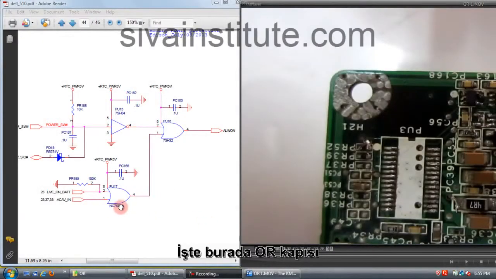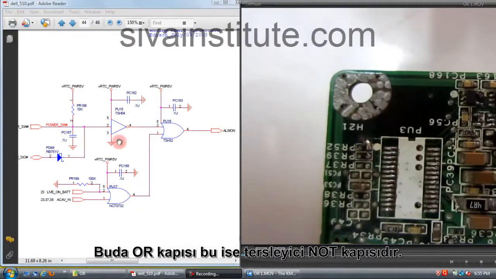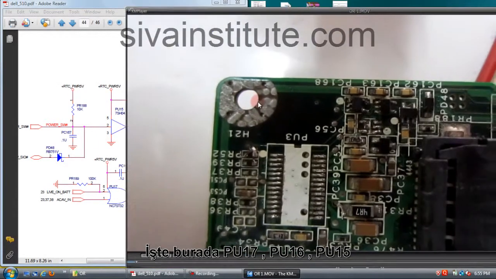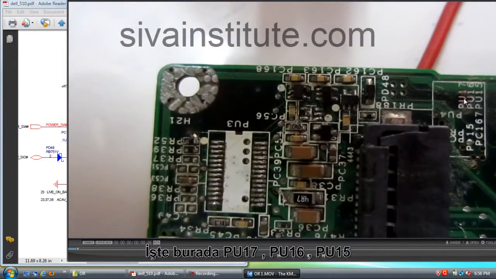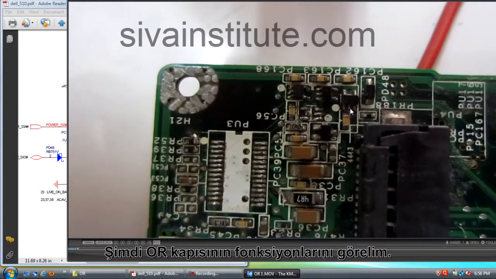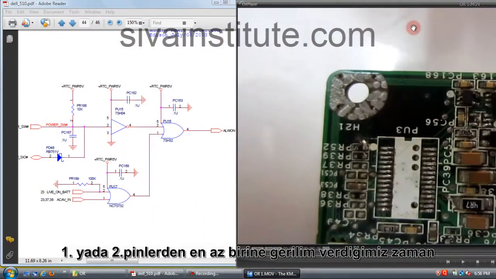See here, this is an OR gate, this is an OR gate, this is a NOT gate. This is PU17, PU16, PU15. See here, PU17, PU16, PU15. This is PU4. Here, this is a capacitor. This is PU17, this one. This is PU16. This is PU15. This is an OR gate, this is an OR gate, this is a NOT gate. We will see how an OR gate functions.